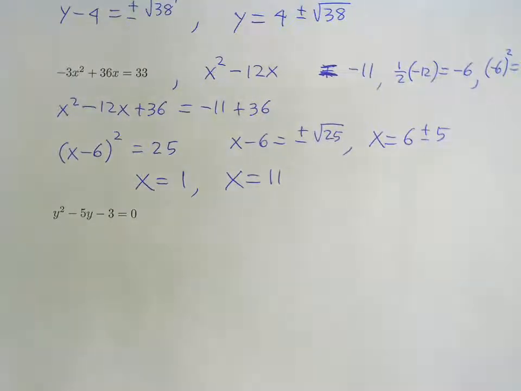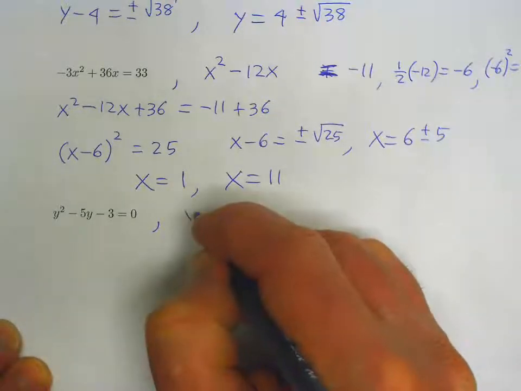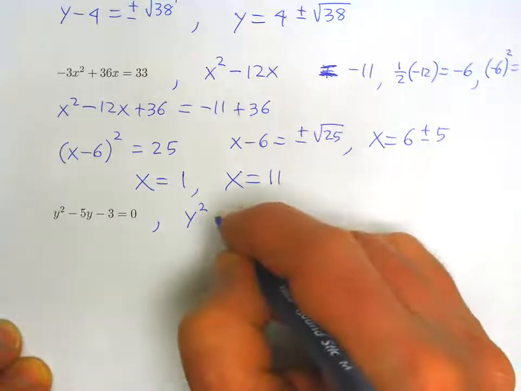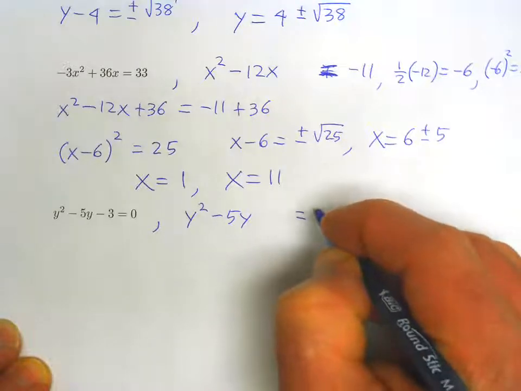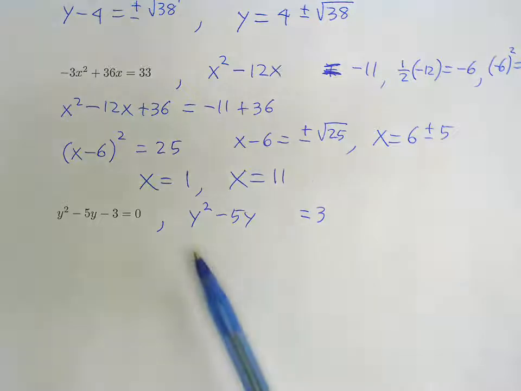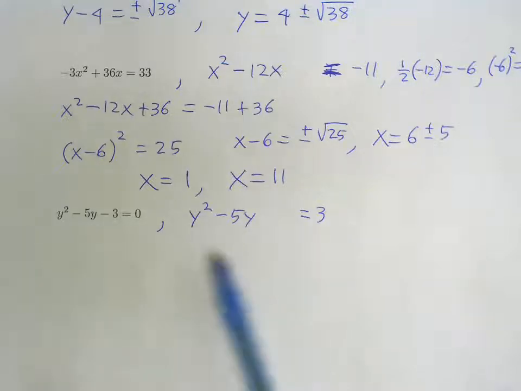The next example will be a little stickier, but it won't be too bad. We have the quadratic equation in the variable y: y to the second minus 5y minus 3 equals 0. So to start with, we'll add 3 to both sides, so y squared minus 5y equals 3. Then we note that the coefficient of y squared is 1, so we can proceed to the next step.